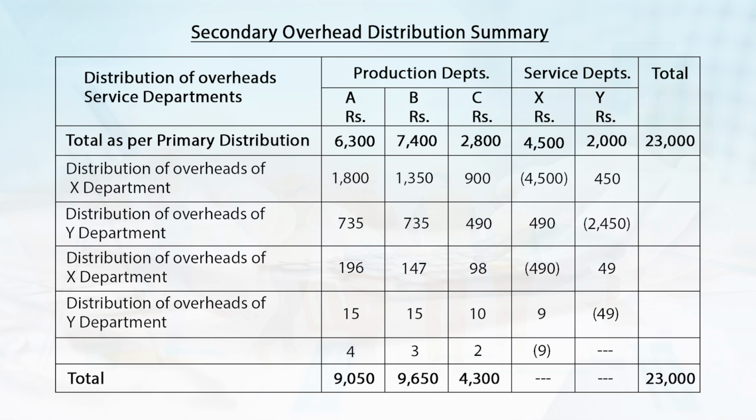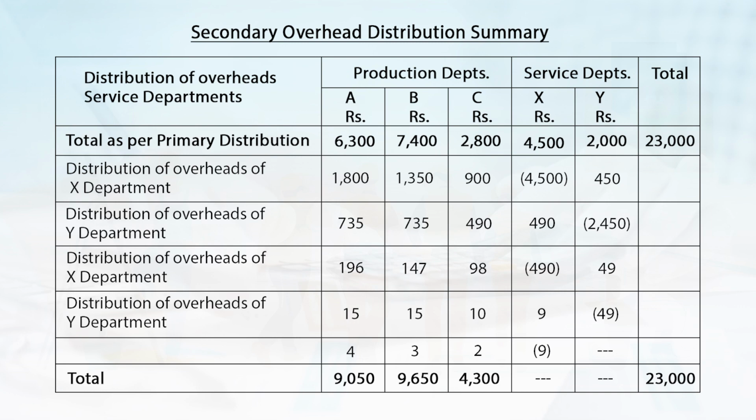So, now let's have a look at distribution of overheads of service department Y. The distribution is to production department A rupees 15, to B rupees 15, to C rupees 10 and to service department X it is rupees 9. Now, let's allocate this rupees 9 again. The distribution for production department A is rupees 4, for production department B it is 3, for C it is rupees 2 and for service department Y it is nil. Thereby, the total of service department X is nil and service department Y is nil.